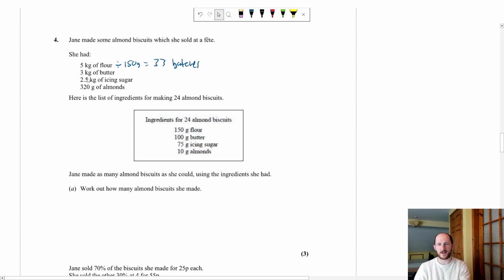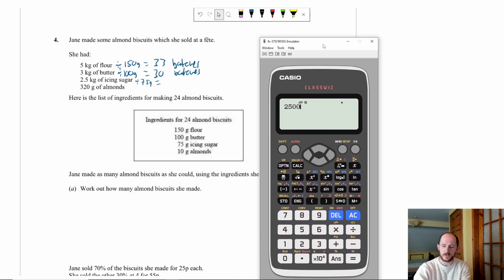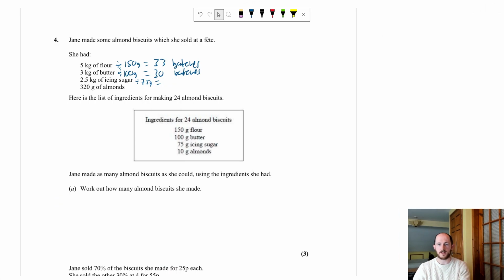The 3 kg of butter, we're going to divide that by 100 grams. So that's 3,000 divided by 100, which would be 30 batches. Then 2.5 kg divided by 75 grams. Okay, I've got a feeling that's going to be the biggest number, potentially. 2,500 divided by 75 gives me, again, 33 and 1/3.